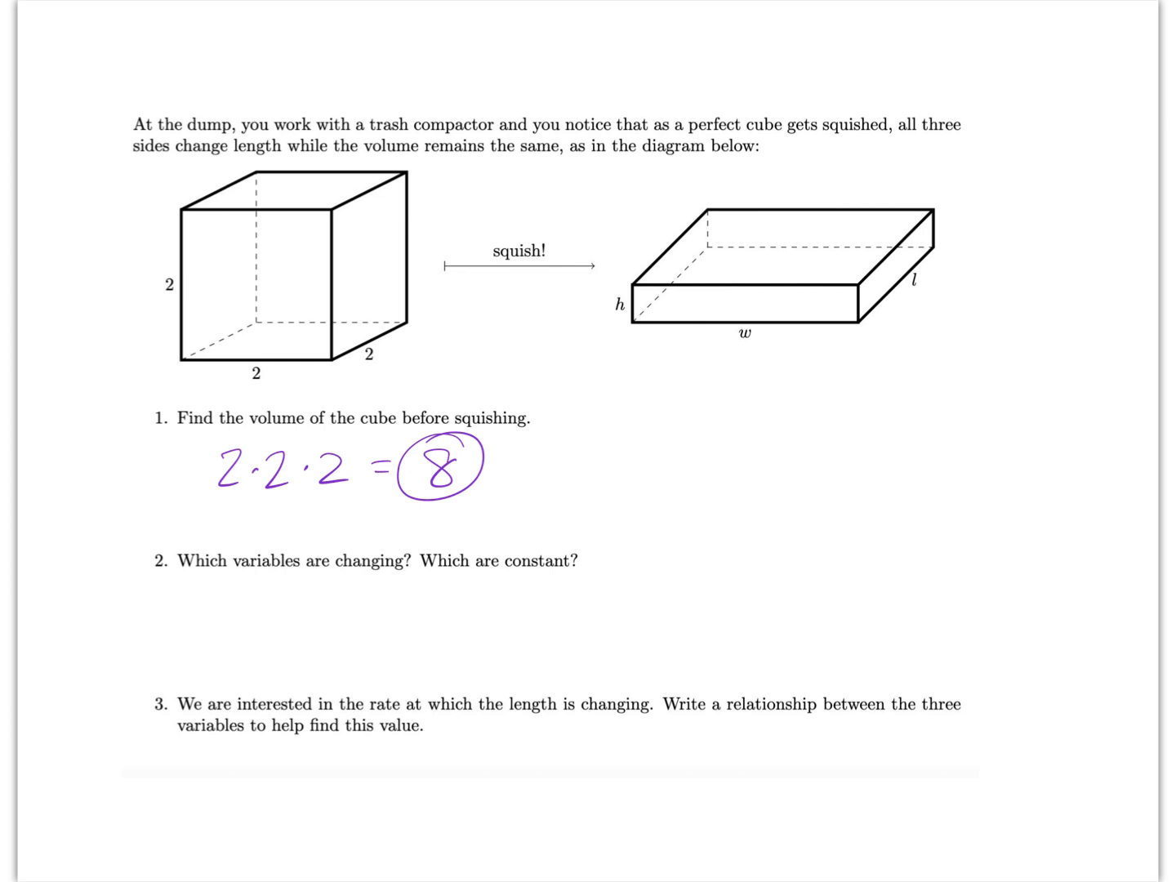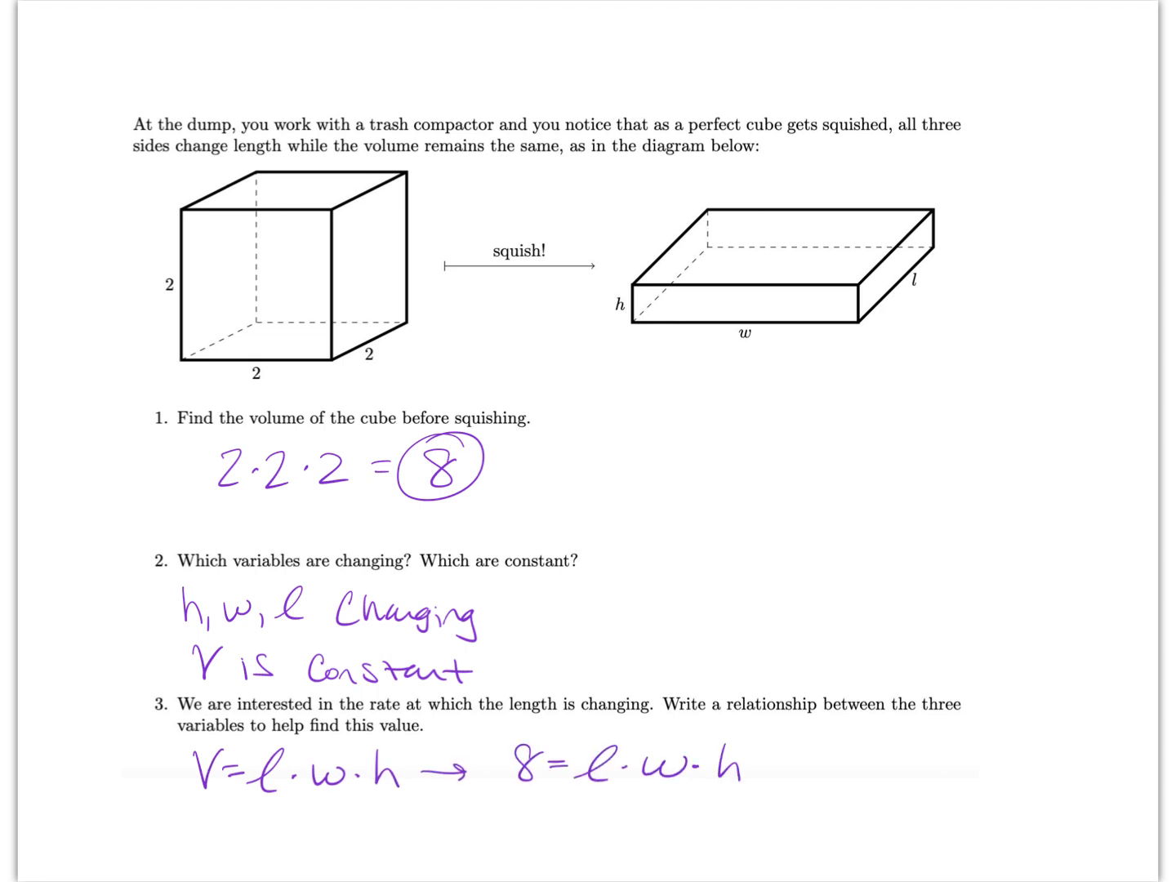Okay, which variables are changing and which are constant? So H, W, and L are all changing. Volume is constant. We're interested in the rate at which the length is changing. So write a relationship between the 3 variables to help find this value. So volume is length times width times height. Okay, but volume is constant. Volume is just 8. So this is actually 8 equals length times width times height.